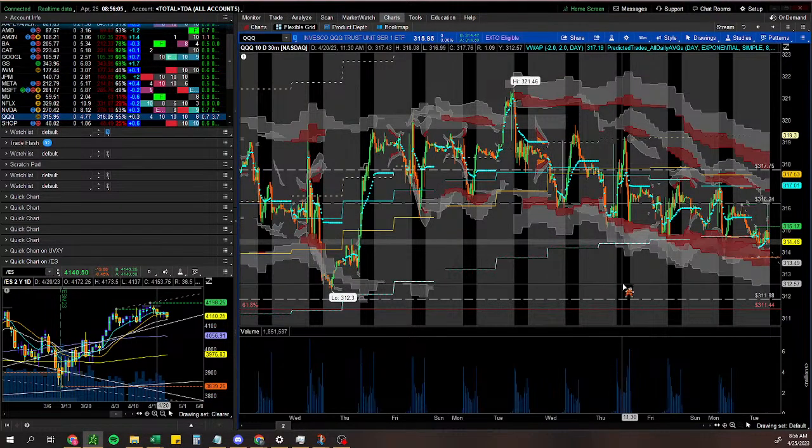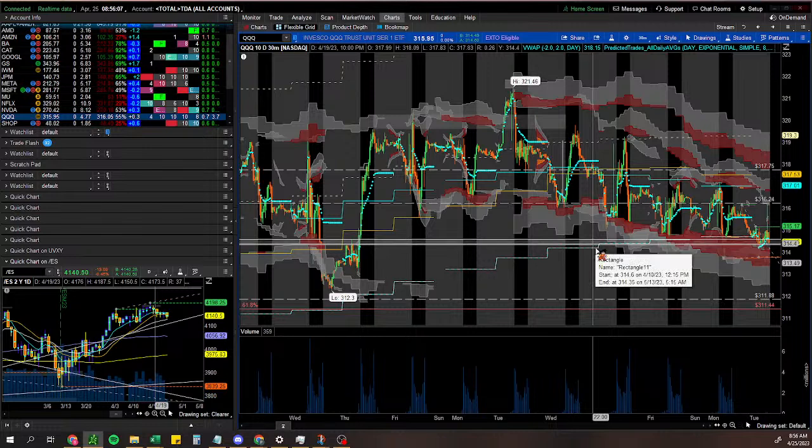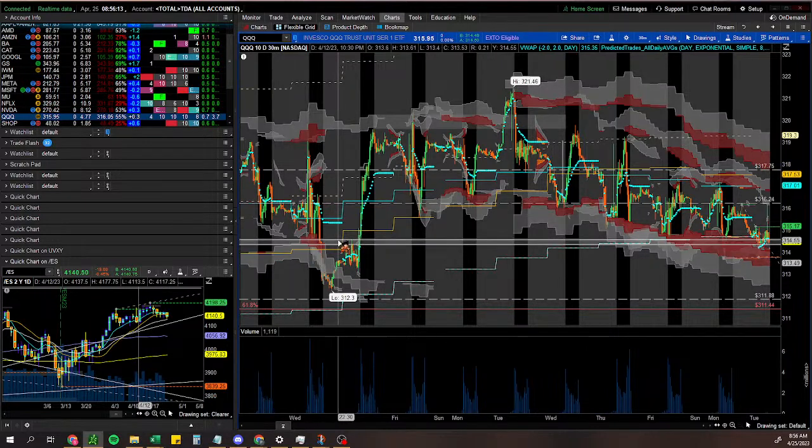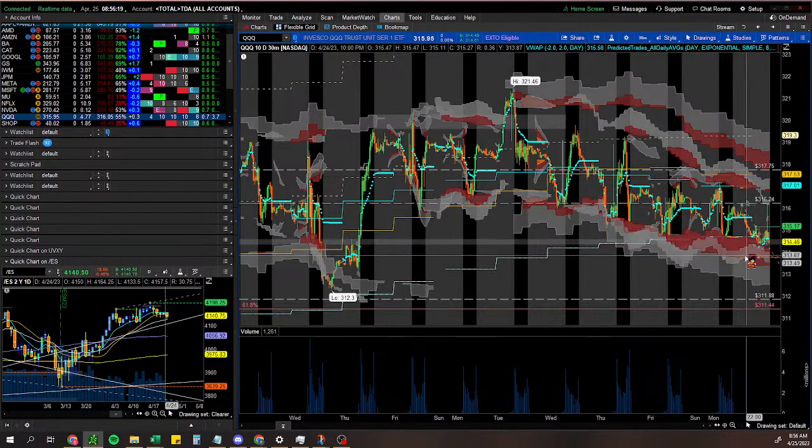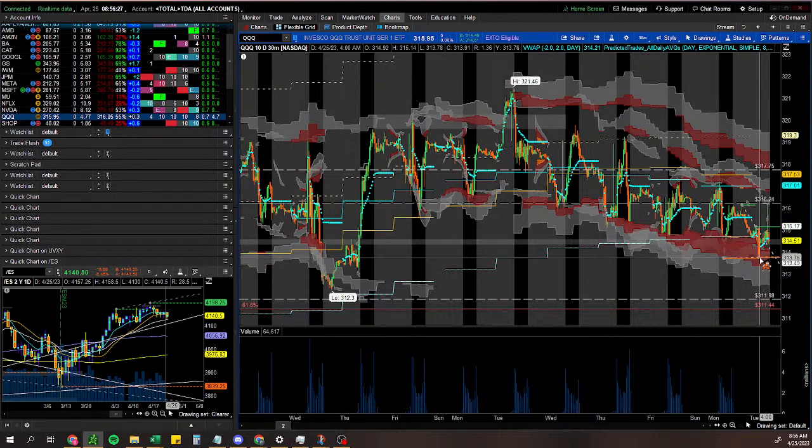QQQ. Little zone of support here that I drew a long time ago. We've made it back to it. Ultimately, yesterday's lows near 313.80. We have some pre-market lows there as well, and 314. So a little 20-cent zone of support there at the bottom of that squeeze.